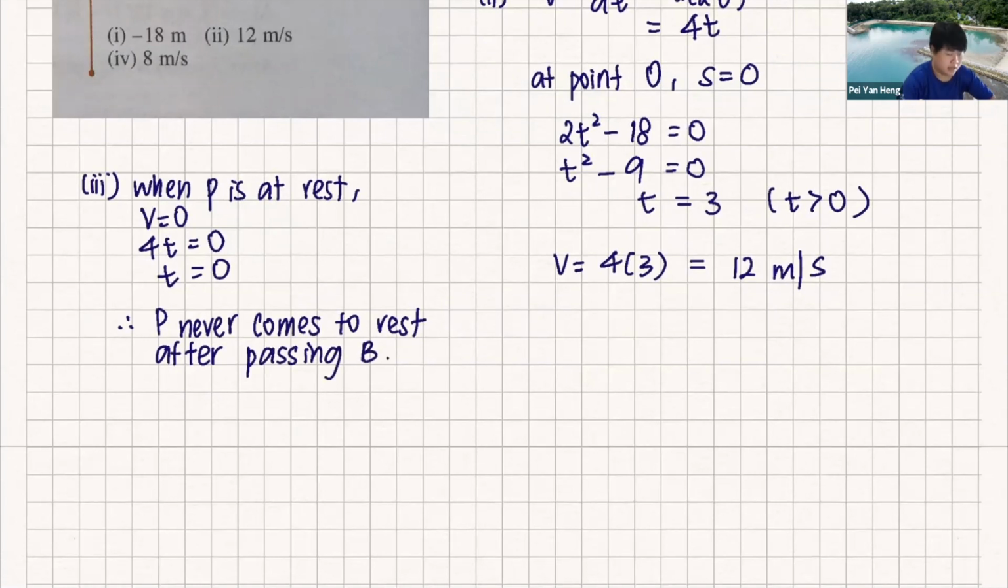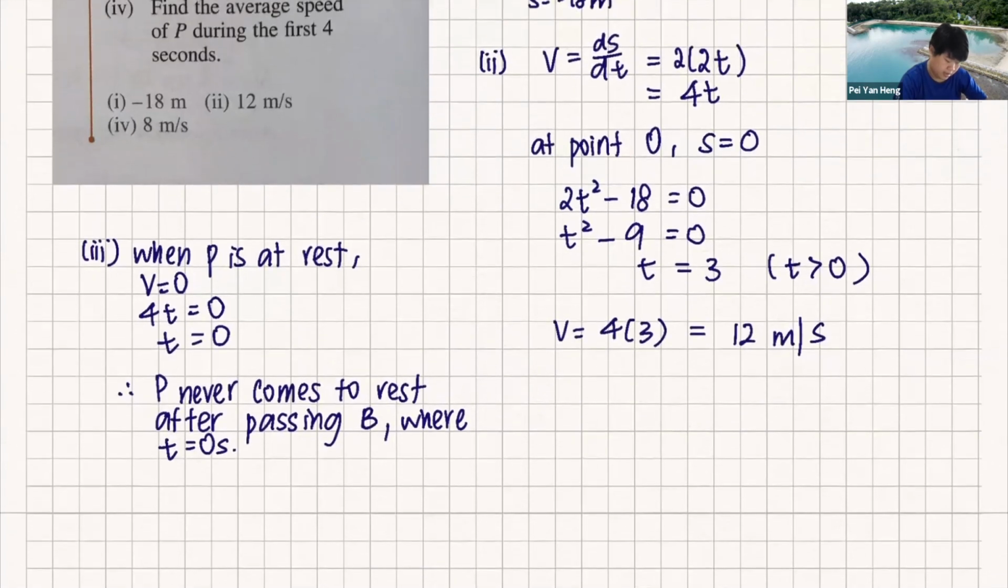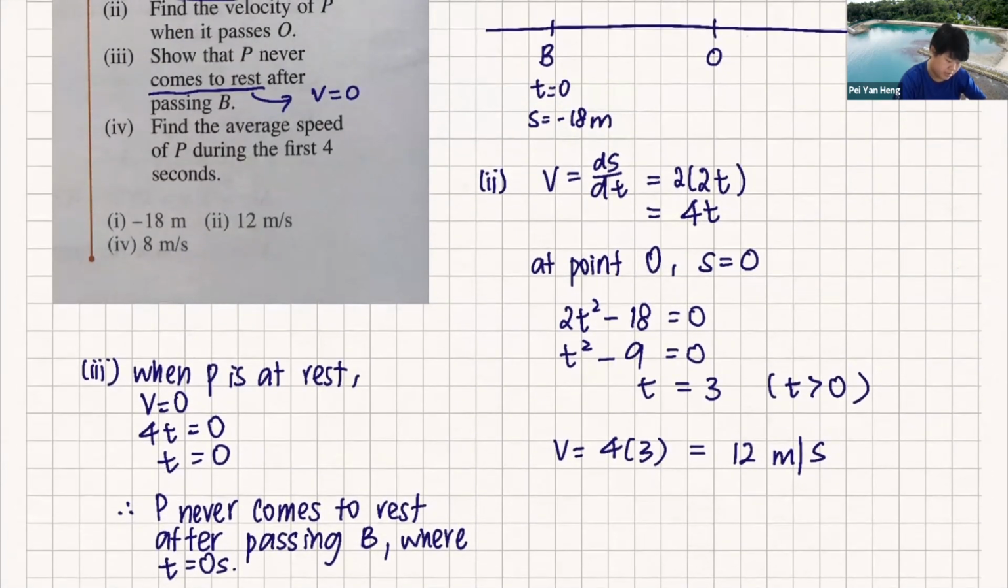Okay, B is bad, B is 0, when t is 0 seconds. Part 4: find the average speed of P during the first 4 seconds.